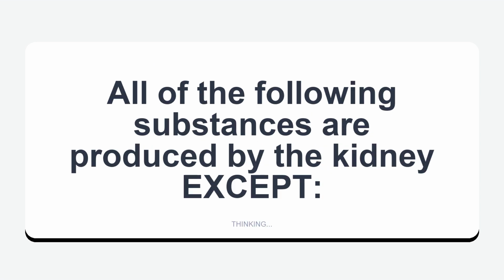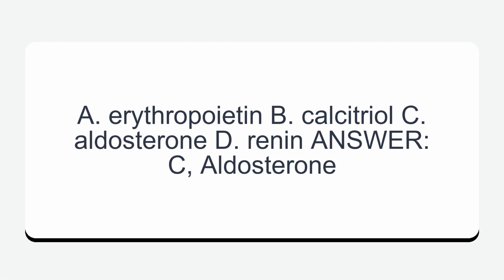All of the following substances are produced by the kidney except: A. Erythropoietin. B. Calcitriol. C. Aldosterone. D. Renin. Answer: C. Aldosterone.